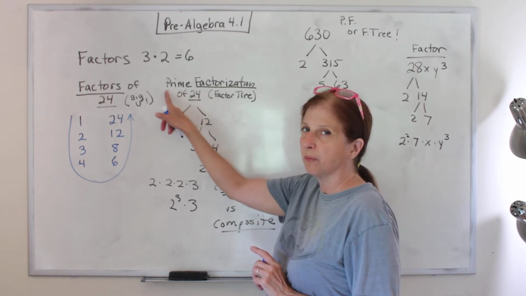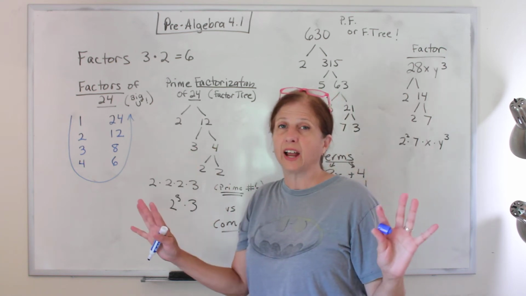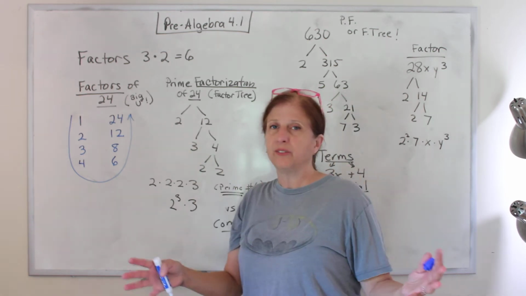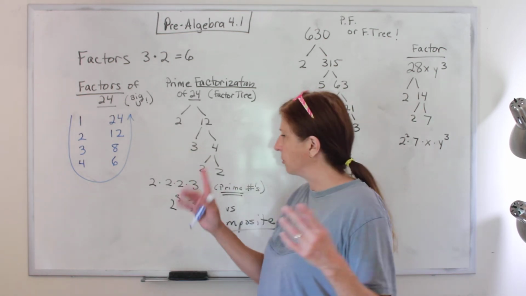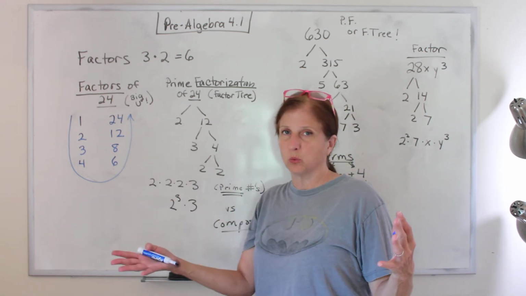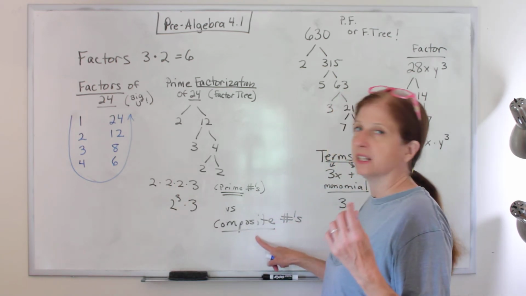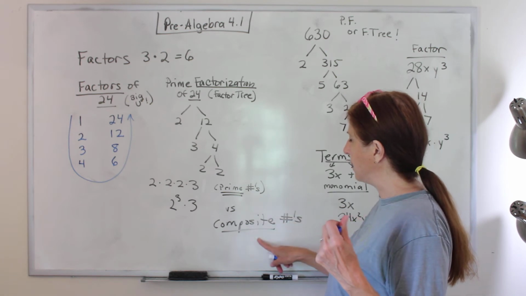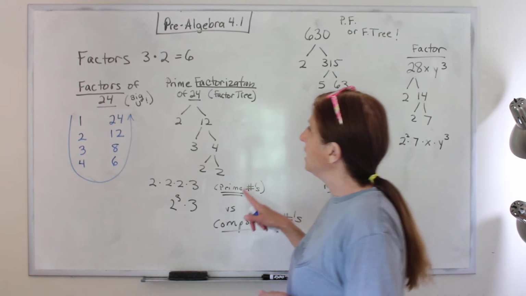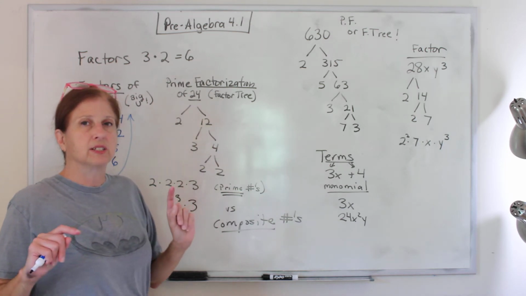Well, let's talk about this word prime. A prime number is one whose only factors are itself and 1. Numbers like 2, the only factors of 2 are 2 times 1. That's the only way to get it. Numbers like 7, the only way to get it is 7 times 1. Those are prime numbers. The opposite of a prime number is a composite number. So prime numbers versus composite numbers. Composites have factors other than itself and 1. So if they ask for the prime factorization, what they want you to do is a factor tree.